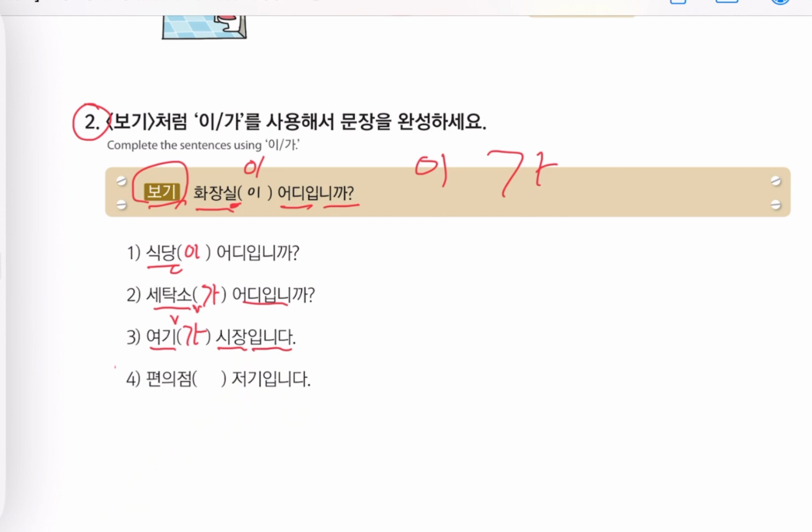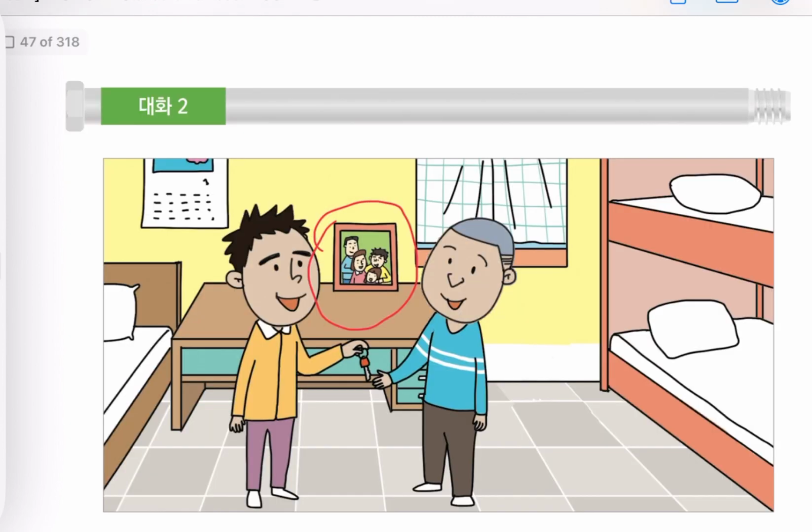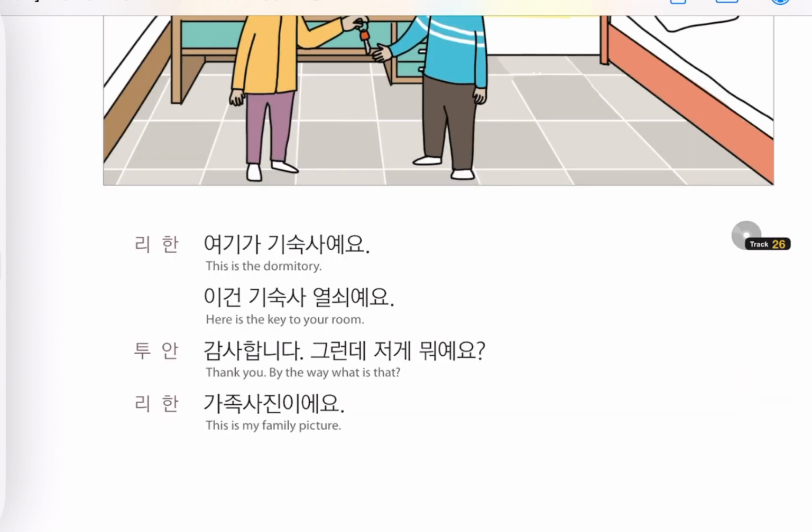시장 market입니다. Here is the market. 편의점, the last letter is a consonant, so we add i. 편의점이 저기입니다. Over there. 대화 number 2. 대화 2.